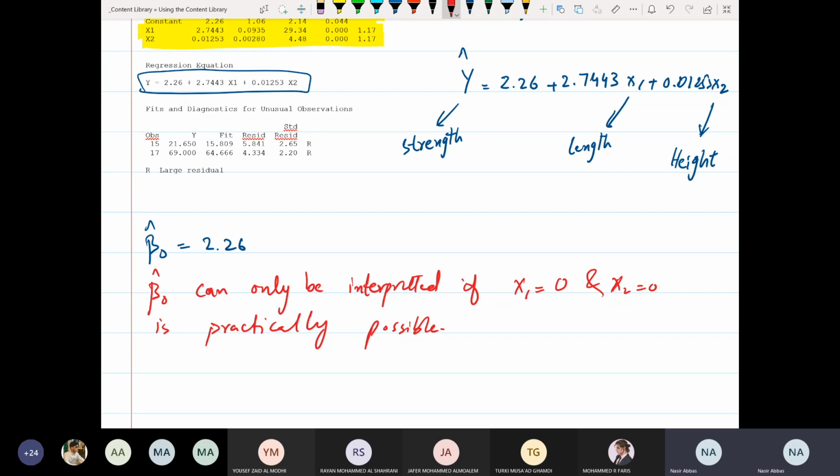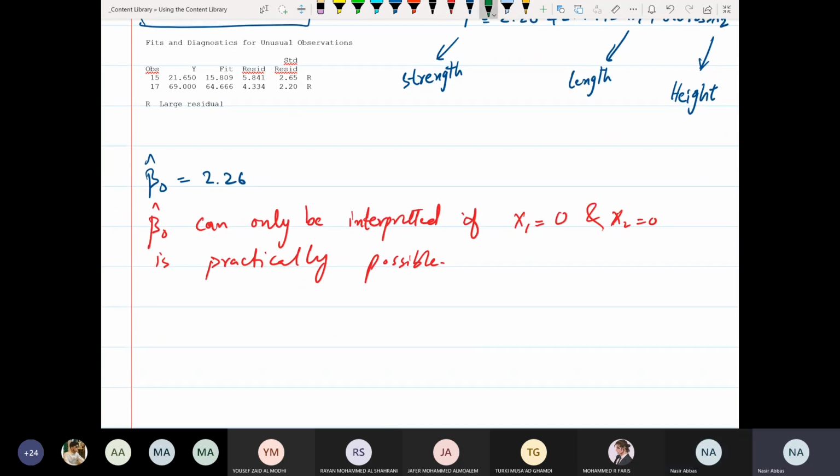So in this specific example, because the length cannot be 0, you cannot have a wire with 0 length, you cannot have a die with 0 height. So practically here you will say 2.26, this is not interpretable quantity. In this question, 2.26 cannot be interpreted.